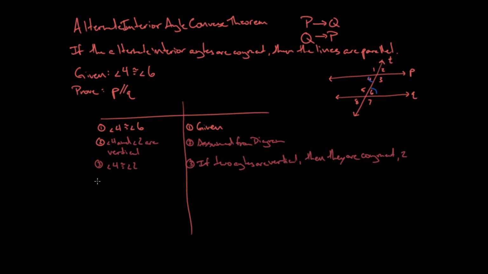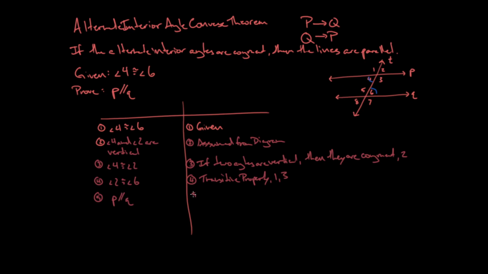All right. Then, since I know that 4 and 2 are congruent, and I was given that 4 and 6 are congruent, I can link these two together. I can say that angle 2 is congruent to angle 6, and this is by the transitive property. And just like that, I'm pretty much done, because after I use the transitive property, linking together statements 1 and 3, what I immediately know is that angle 2 and angle 6 are corresponding angles, which means that in statement 5, P will be parallel to Q.